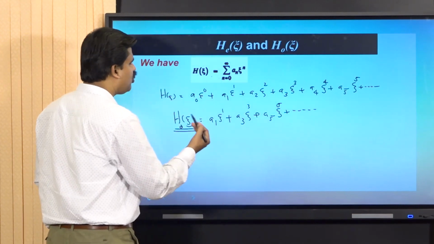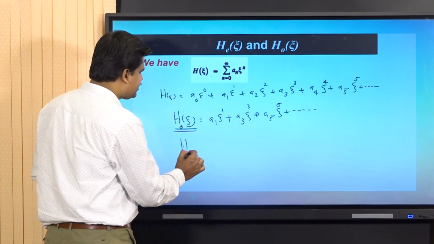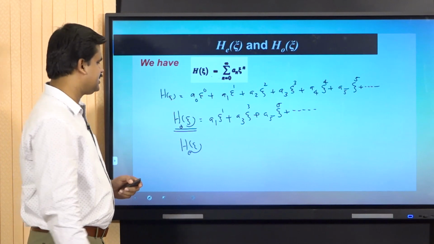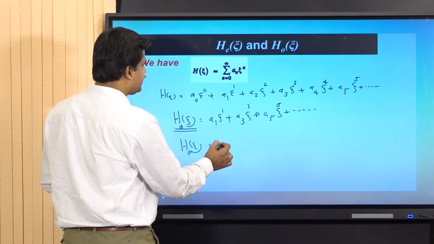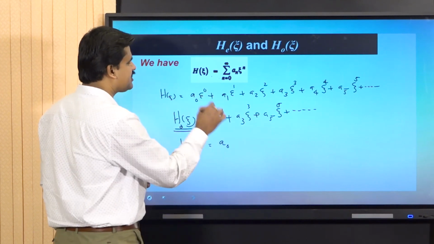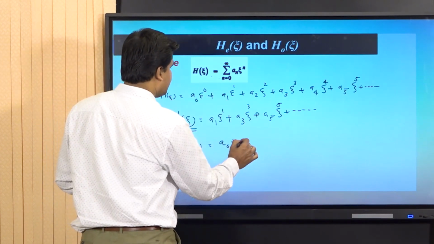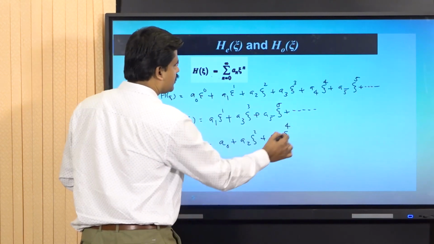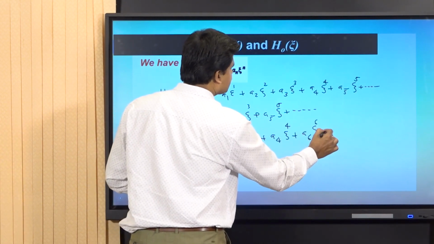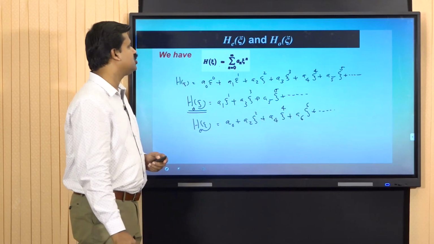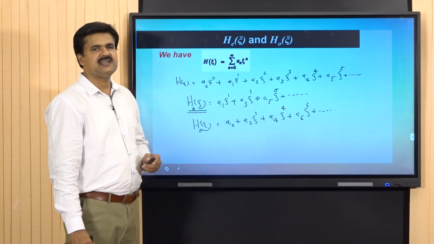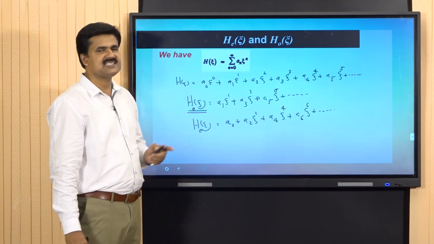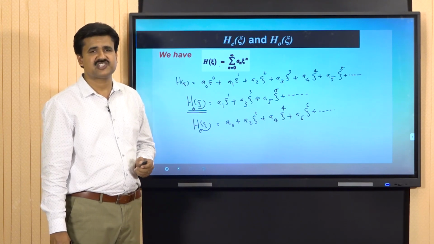This is termed the odd function, and the even function is obtained by picking the even coefficients. That is, H_e(ψ) is equal to a0 ψ^0, taken as a0, plus a2 ψ^2 plus a4 ψ^4 plus a6 ψ^6 plus etc. Thus, we have two functions, H even and H odd, that is H_e(ψ) and H_o(ψ). E represents even and O represents the odd function.